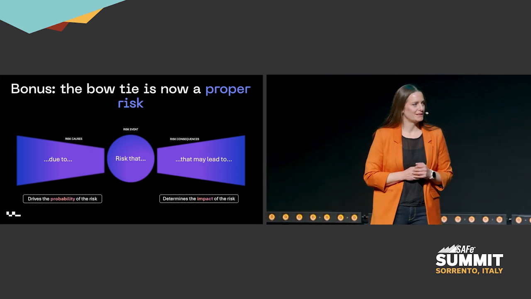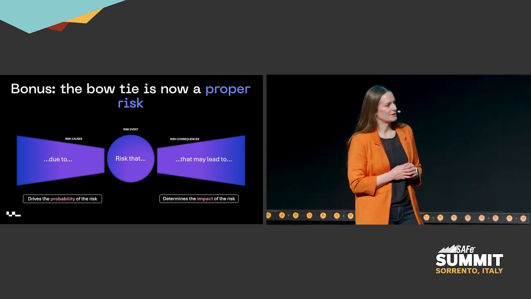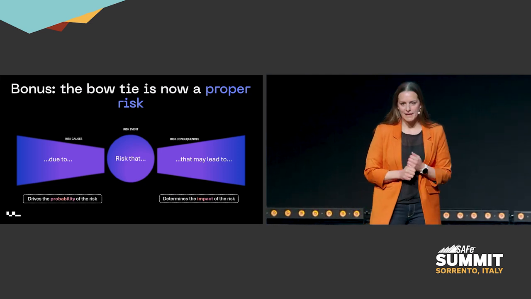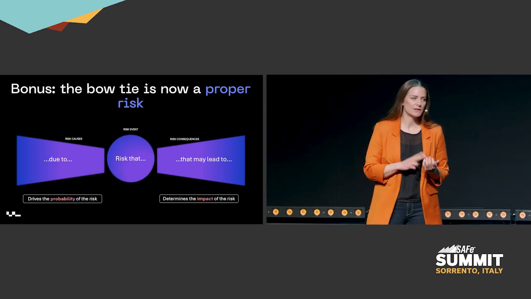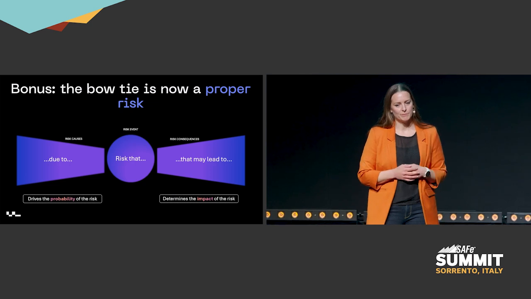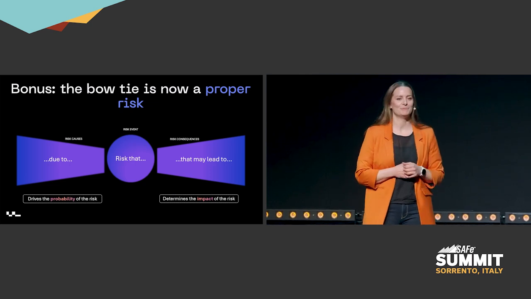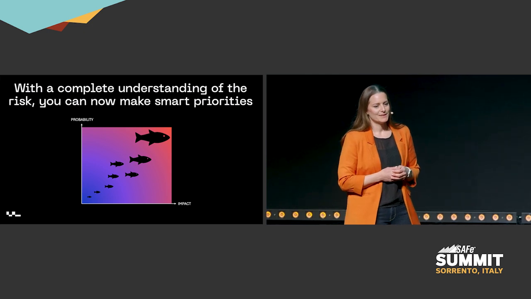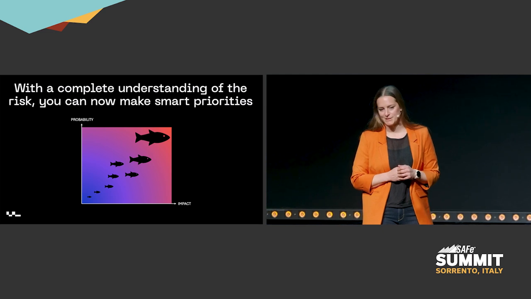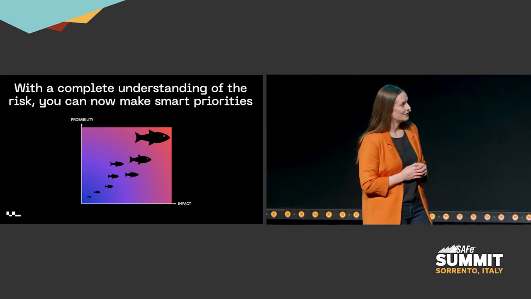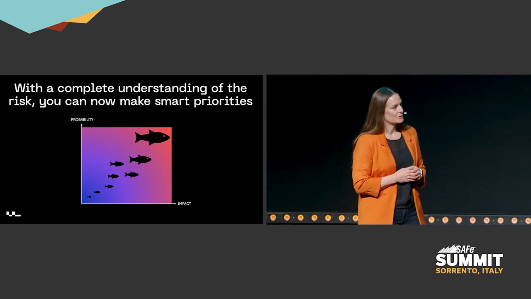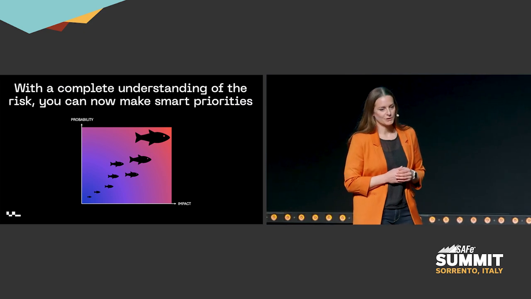A risk is the possibility that events will occur and affect the achievement of strategy and business objectives. The risk is defined with these 3 parts: something that happens, the causes leading up to that, and the consequences if the risk would happen. So on your left-hand side, the causes drive the probability, while the right-hand side will determine how severe it is. With a complete understanding of the risk, you can now make smart priorities and better decisions. Preferably, not focus on the small fishes in the bottom left corner, but rather focus on what matters most for your organization in the top right.